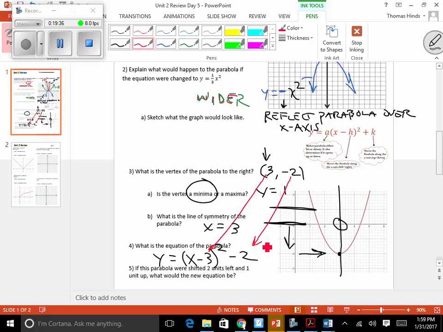Let's see here. If the parabola were shifted, okay, let's see where the new vertex is going to be. If the parabola were shifted 2 units to the left, you come back this way 2, and 1 unit up, and 1 up, we'd wind up right here. What is the vertex of this new one? Where is this dot right here? We go over 1, negative 1.